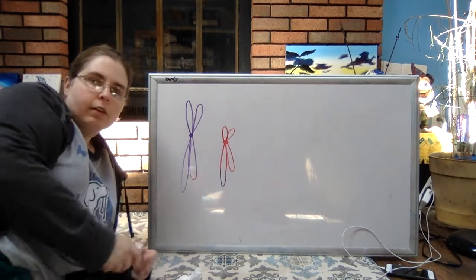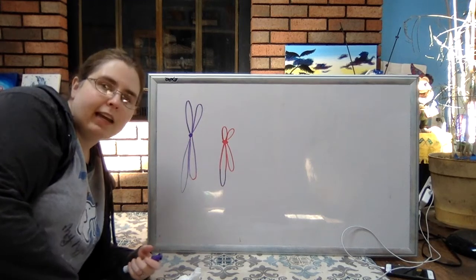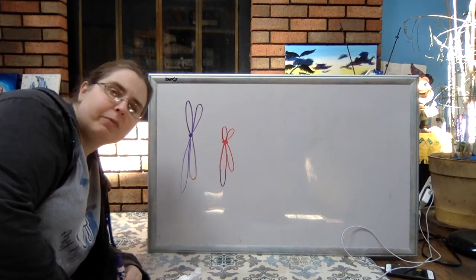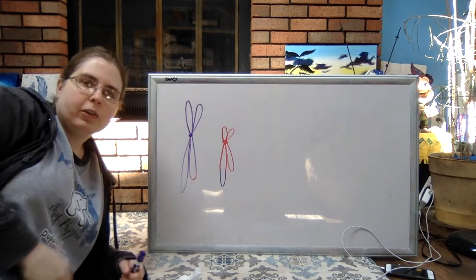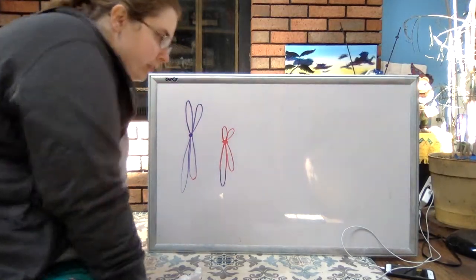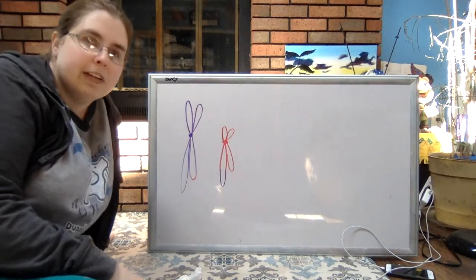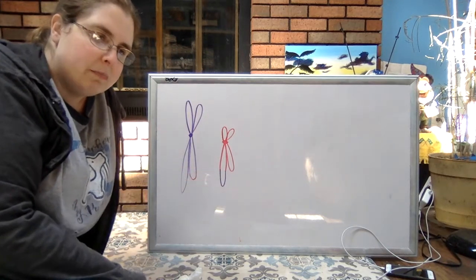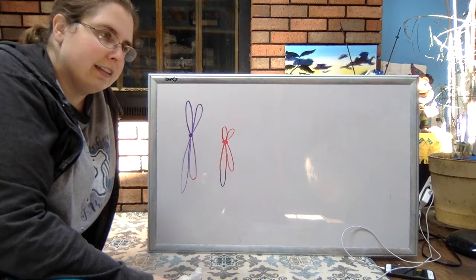Again, those sections that were exchanged do not have the same information. They do not have the same genes. The thing about crossing over, it works because you're just exchanging different versions of the exact same genes. These don't have the same information.